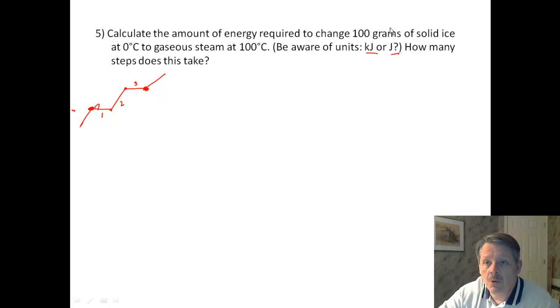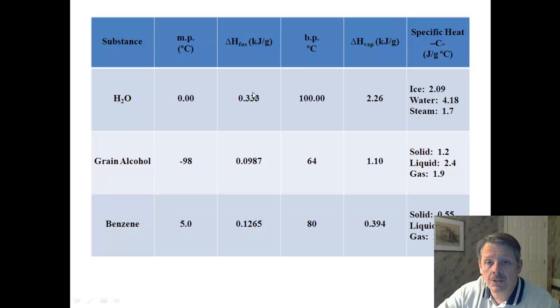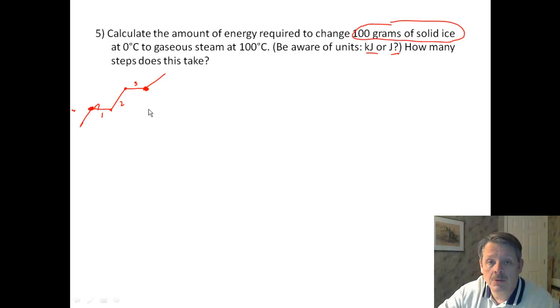We have 100 grams of solid ice, so that's what we're doing. We're taking 100 grams of water and converting it. So we're going to have to use our heat of fusion to go from ice to liquid. We're going to have to use our specific heat of liquid water to go all the way from 0 degrees to 100 degrees Celsius, and then we're going to have to boil off all that stuff using our heat of vaporization. All right, so let's go ahead and do this in 3 steps.